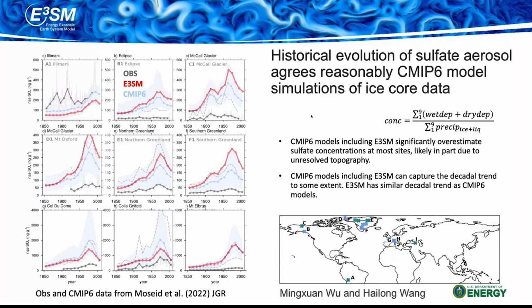All of these are higher than the ice core data in most cases, and this is thought to be due to the fact that the ice core data are collected on mountaintops where the model doesn't resolve the topography well enough to correctly get the lower concentrations at those altitudes. But the overall shape of the time series appears to be pretty reasonable compared to the ice core data.